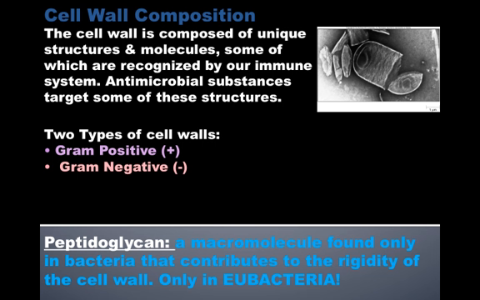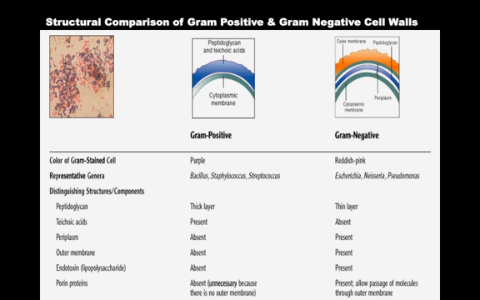Now, there are two different types of cell walls, gram-positive and gram-negative. So we're going to have to distinguish between the two of them. Now, the most important chemical compound in the cell wall composition of these cells is called peptidoglycan. It is a macromolecule found only in bacteria that contributes to the rigidity of the cell wall. Now, it's only found in the eubacteria, those that we would consider humans to come in contact with more frequently. They don't necessarily live in extreme environments.